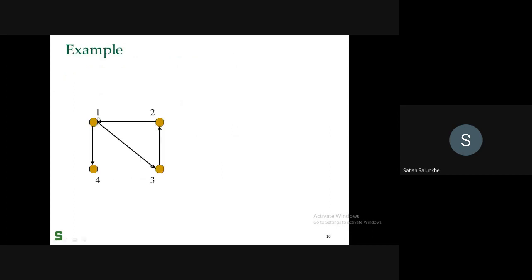Let us say these are your vertices, the elements belonging to a set, and there is a relation R applied on the set to itself, where you can see there is a relation from 3 to 1, 1 to 3, 3 to 2, 1 to 4.